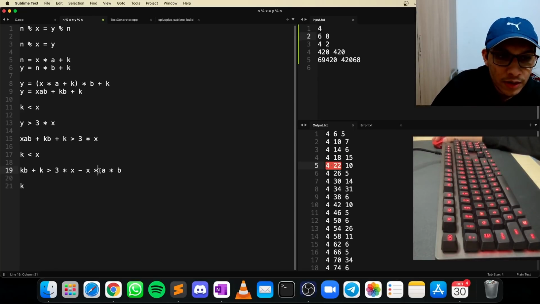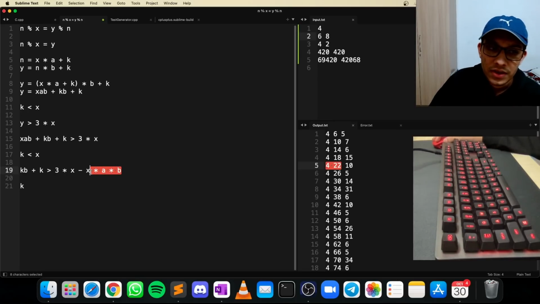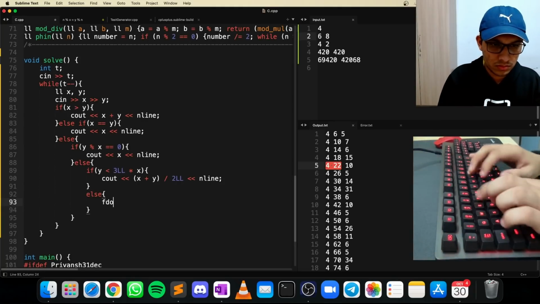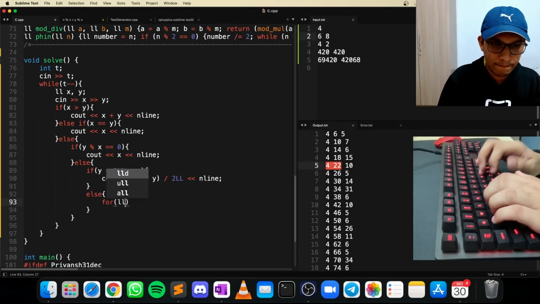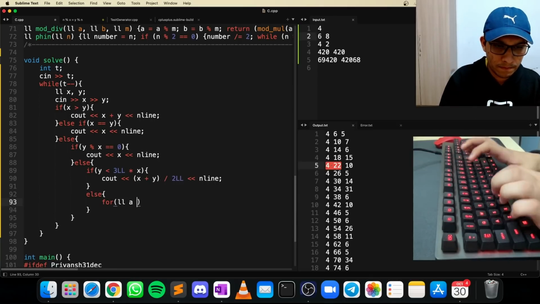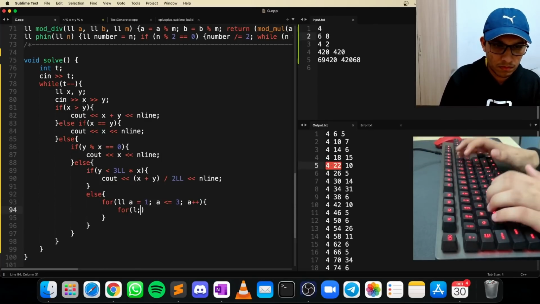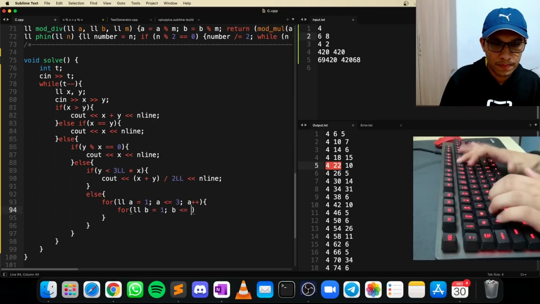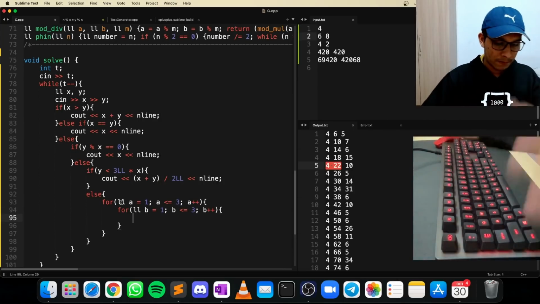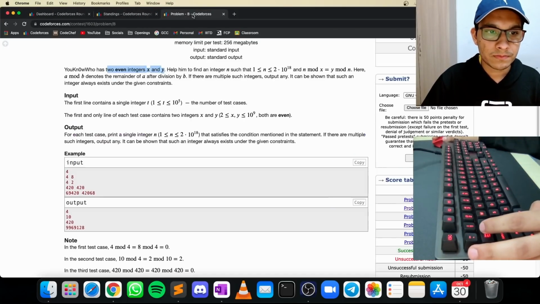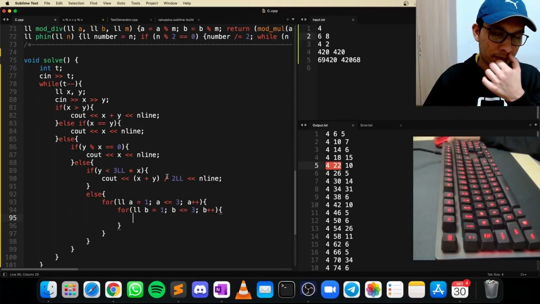So obviously this a into b cannot be greater than 3. So for a and b, I can try out all possibilities, right? Yeah, I think I can do that. Okay, so how many test cases do we have here? Test cases are 10 to the power 5, so this is fine.